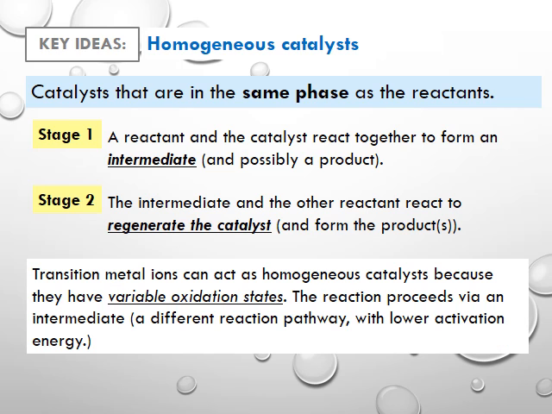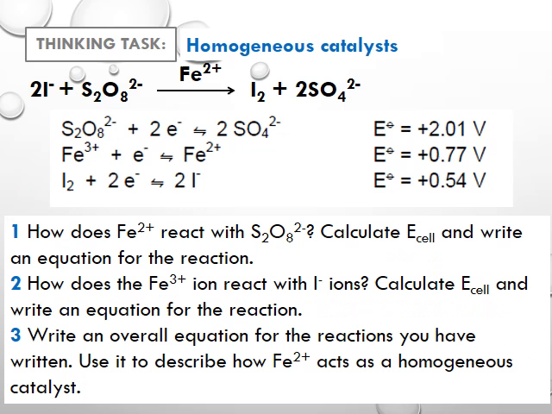And transition metal ions are particularly good for this because they can change oxidation state, and so you get two redox reactions. In the first one, maybe the catalyst might be oxidized and then it's reduced again, or the catalyst might be reduced and then oxidized again. Either way, the different pathway has a lower activation energy, so the rate is quicker.